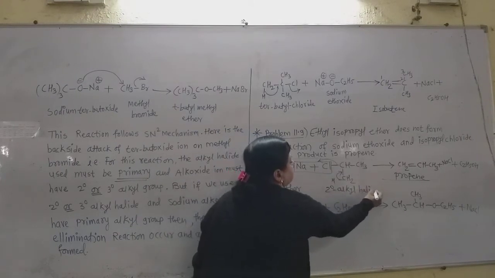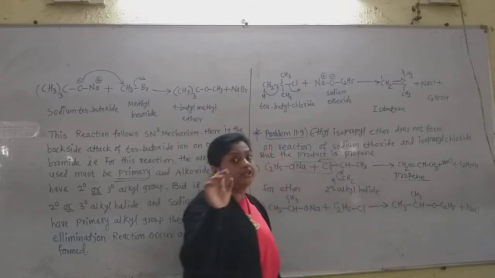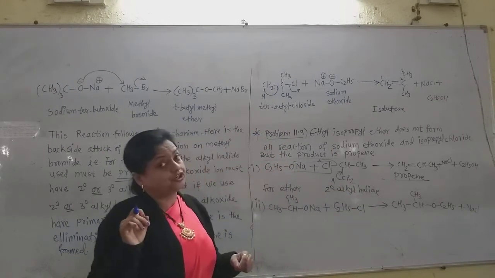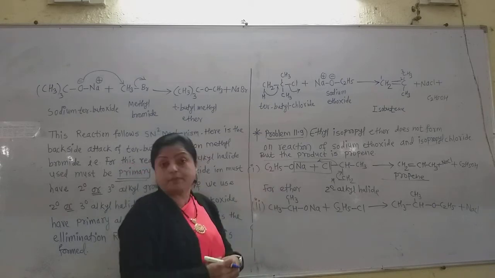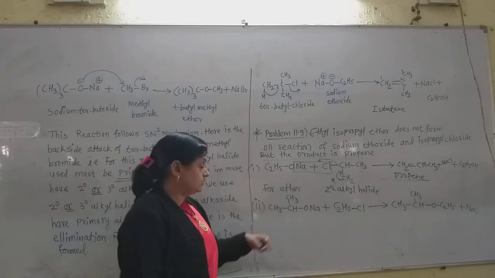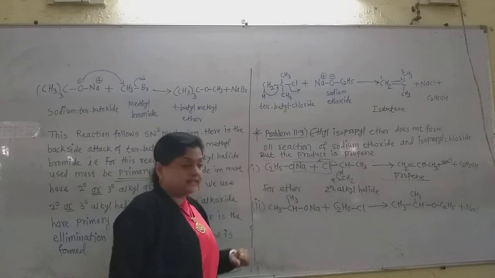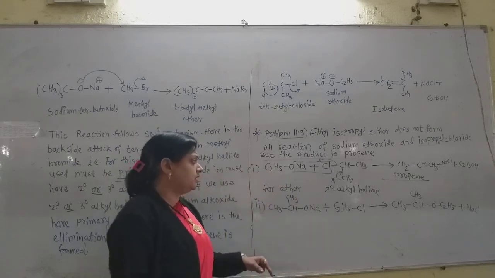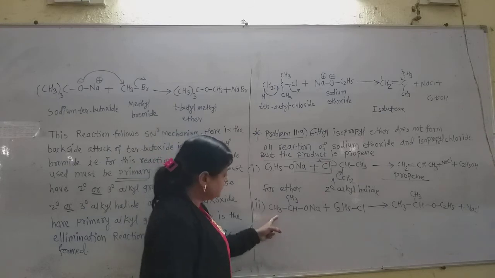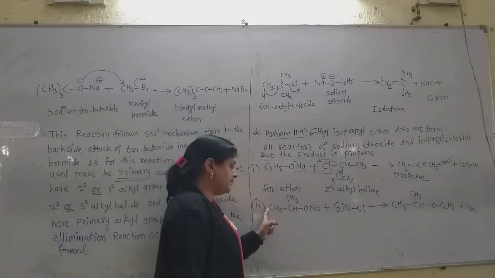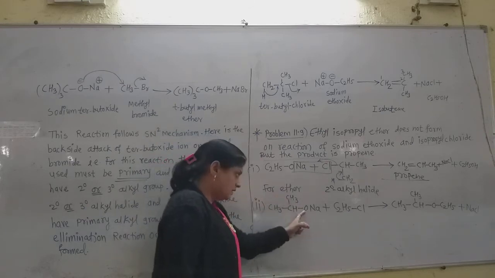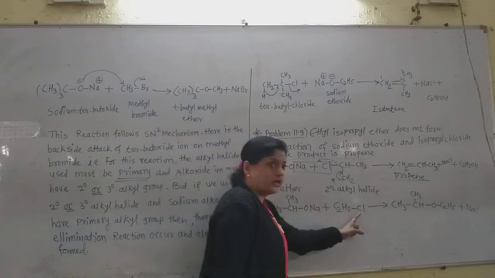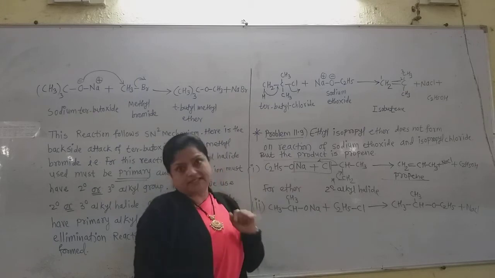For ether there must be a primary alkyl halide and the alkoxide ion must be secondary or tertiary, but here the alkoxide ion is primary. The alkoxide ion has the primary alkyl halide. Now if we just change the reactants in this way, that is if we use sodium secondary propoxide and ethyl chloride, then ethers are obtained.